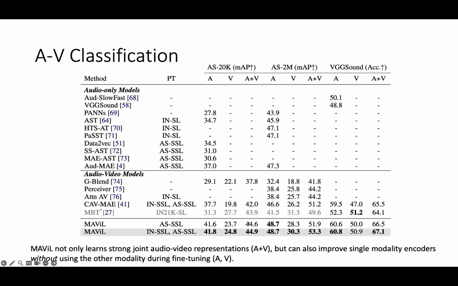And then we again evaluate on these data sets, 3 different ones: AudioSet 20K, 2 million, and VGGSound. And there's a lot of numbers here, but the main message is that the whole framework helps both for audio only classification, for video only classification, and if you combine the two, so you take both encoders and fine-tune them on audio and video, it also works quite well compared to previous work.